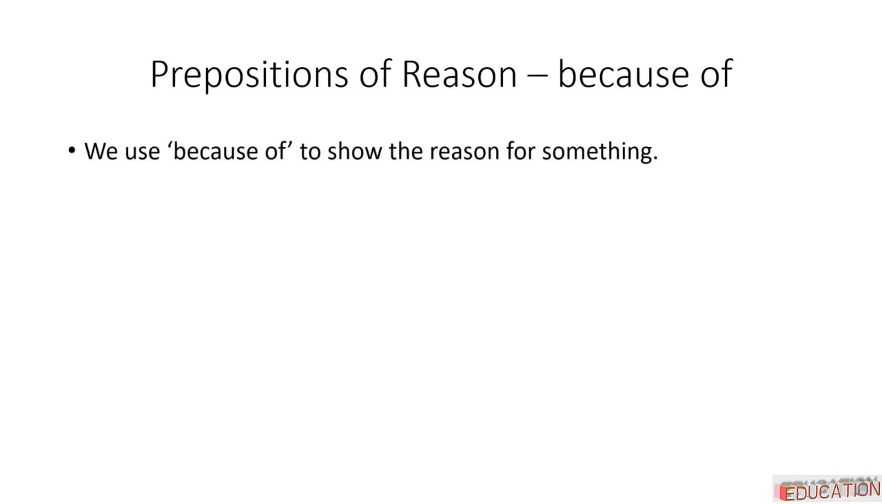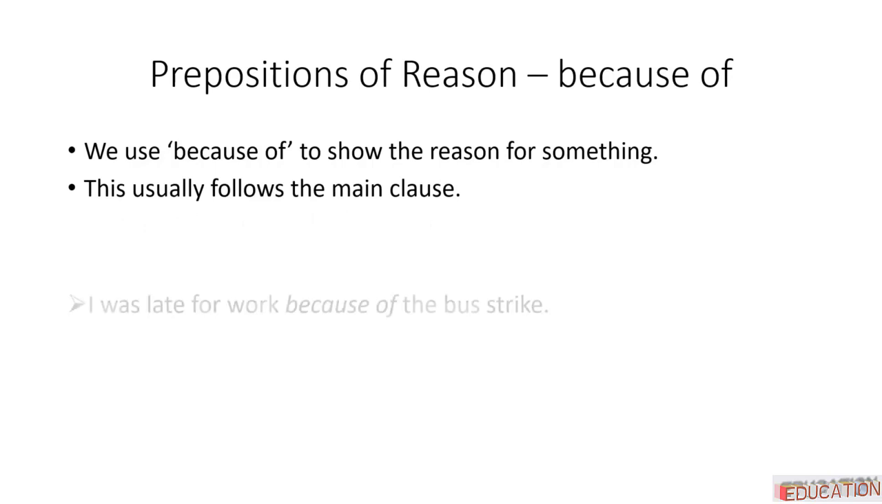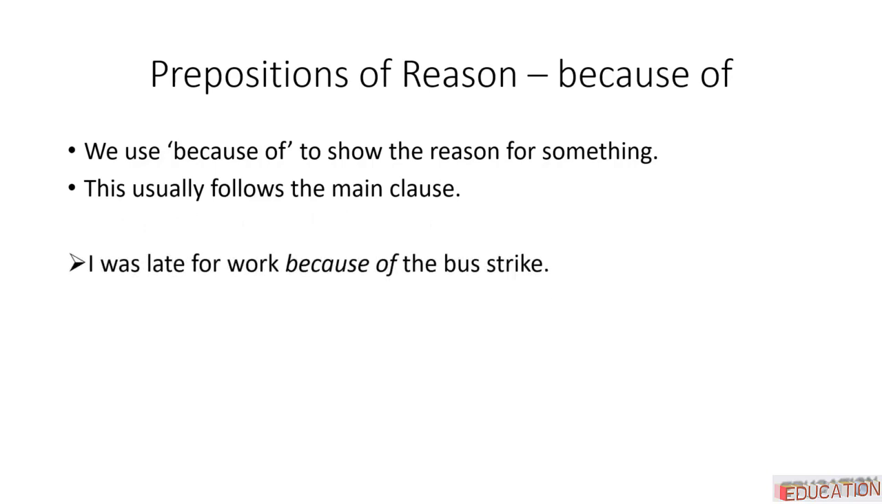We also use because of to show the reason for something. And this usually follows the main clause. I was late for work because of the bus strike. The moon only shines because of the sun. In other words, the sun shines on the moon, it reflects to us, it looks like the moon is shining, but it's not. Only because of the light from the sun.